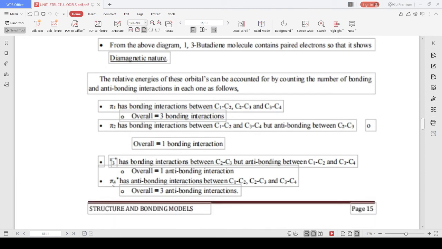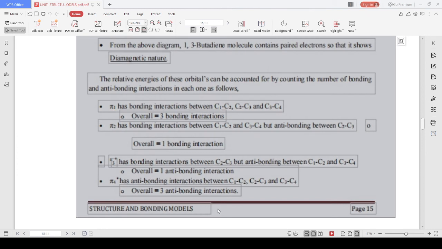Pi star 3 has bonding interaction between carbon 2 and carbon 3, but anti-bonding between carbon 1 and carbon 2 and between carbon 3 and carbon 4. Overall it is one anti-bonding interaction. Pi star 4 has anti-bonding interaction between carbon 1 and carbon 2, carbon 2 and carbon 3, and carbon 3 and carbon 4. So overall there are 3 anti-bonding interactions.